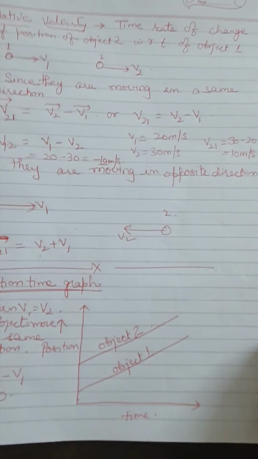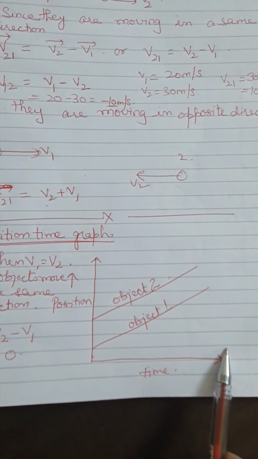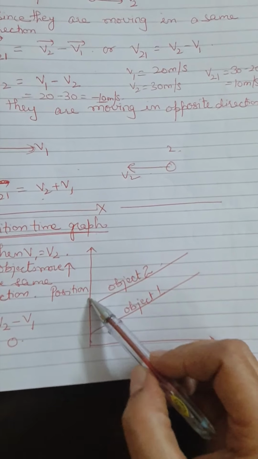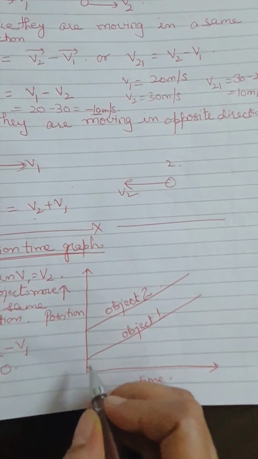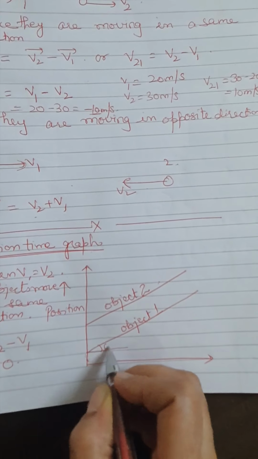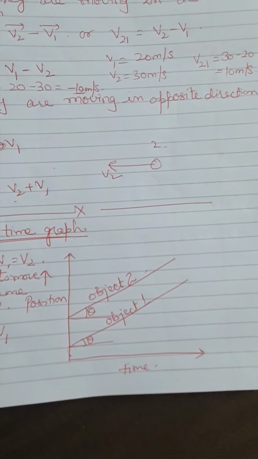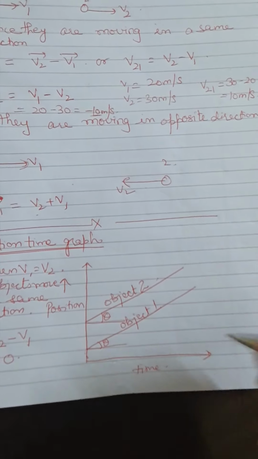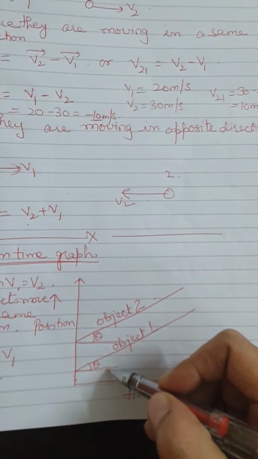How do we explain this with the graph? Here is a position time graph. Now you know that the slope of this graph is equal to velocity. How can we calculate the slope? By measuring this angle theta, because slope is equal to tan theta. These two lines are parallel. Theta will be equal, so tan theta will also be the same.